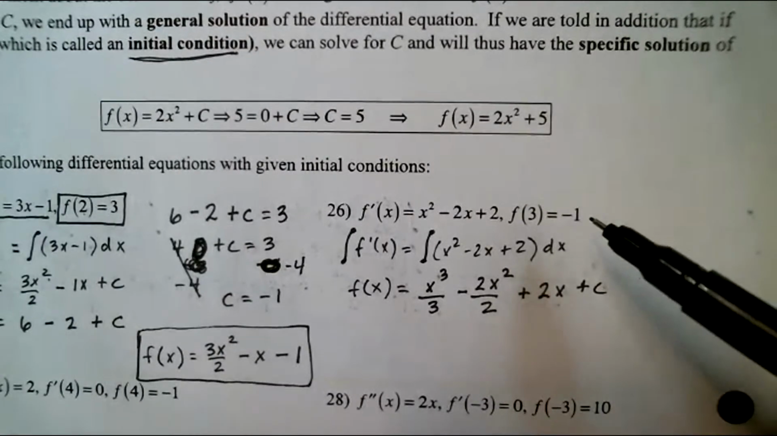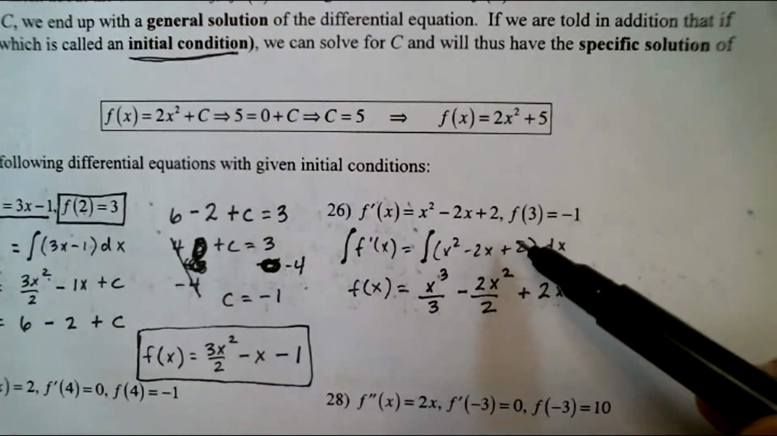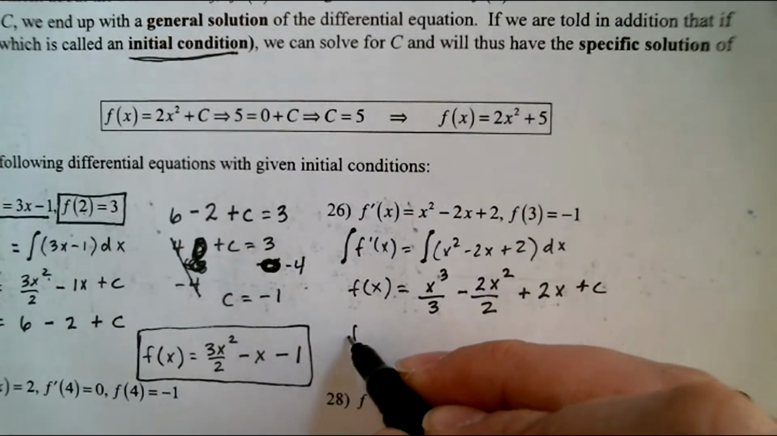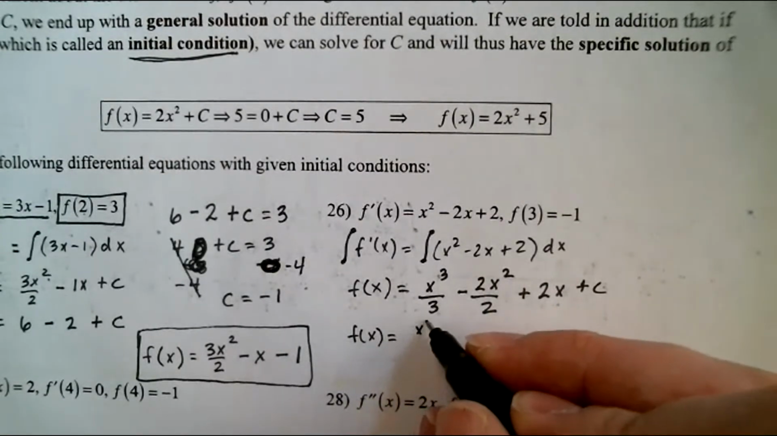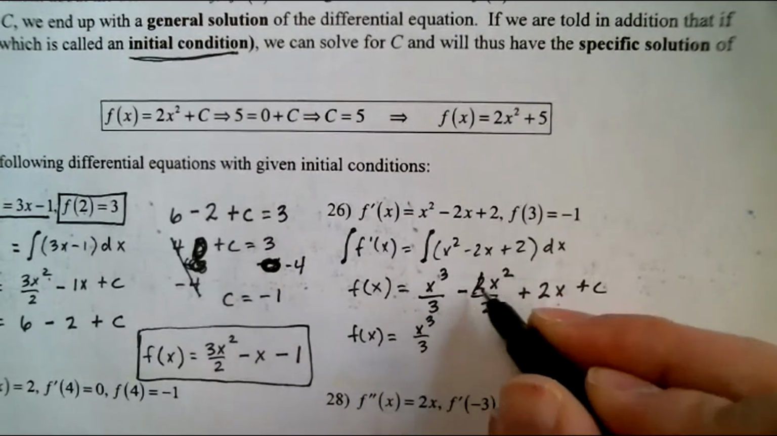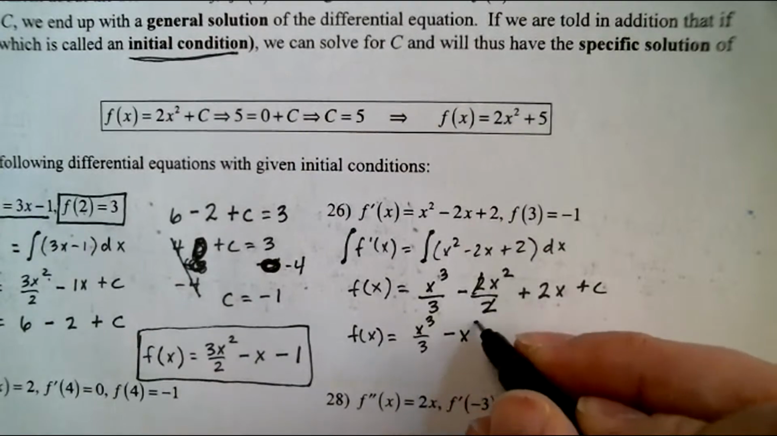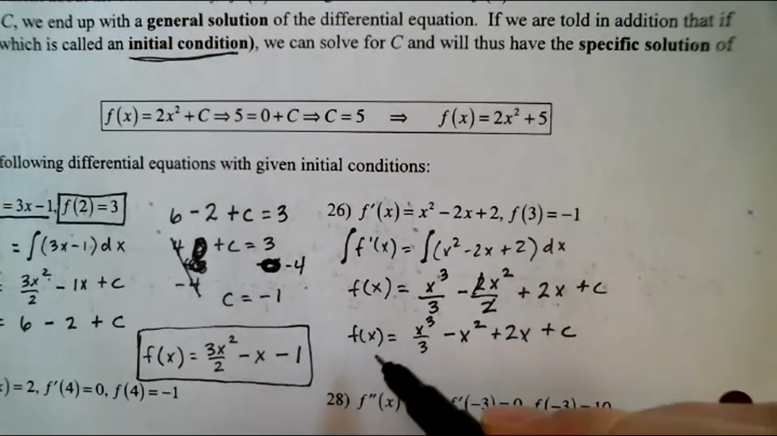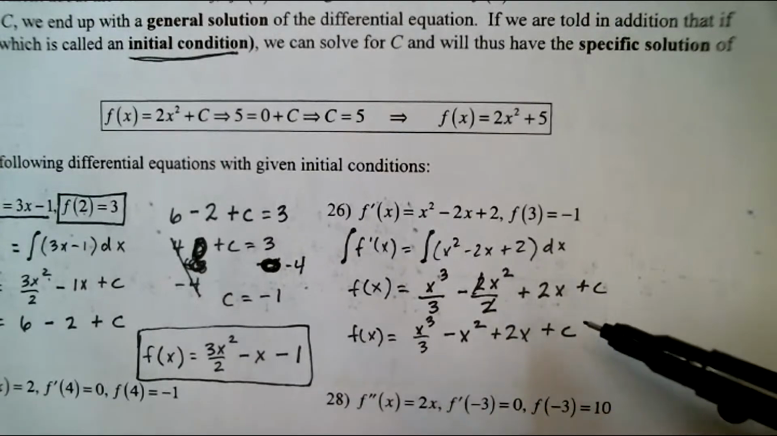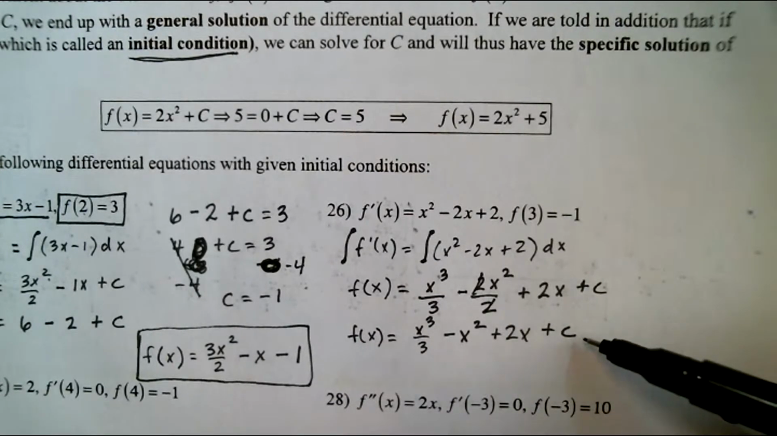Before we plug in our 3 here, we want to simplify that. So that's just f of x is equal to x cubed over 3, and then the 2's would cancel, minus x squared plus 2x plus c. So that's our function here. That's what we would call our general solution.